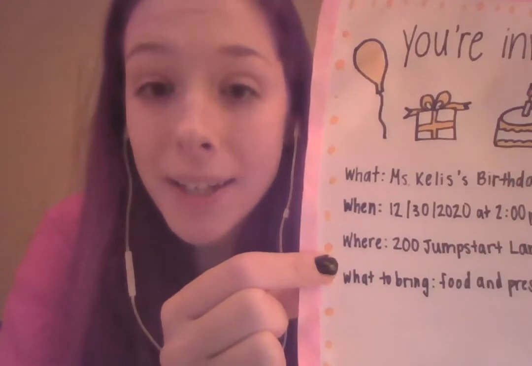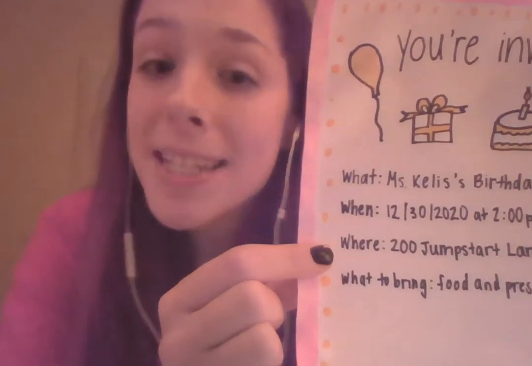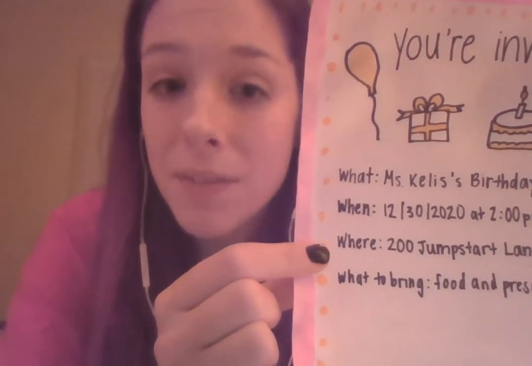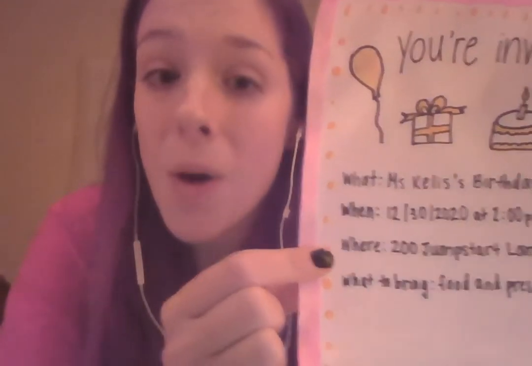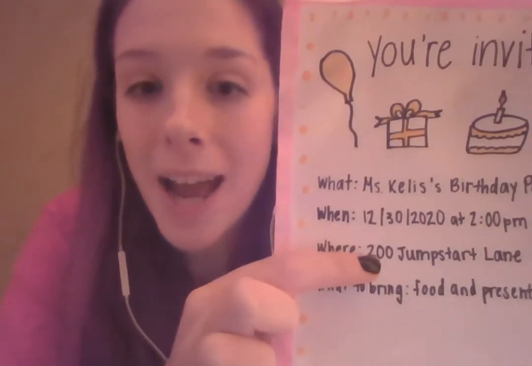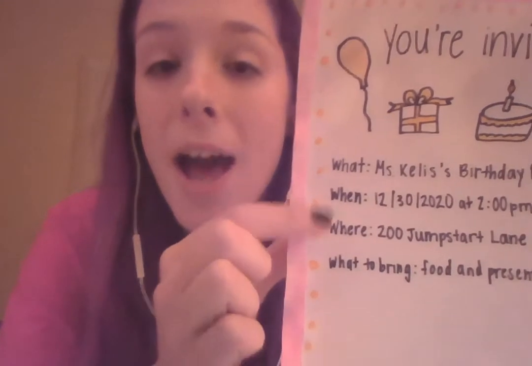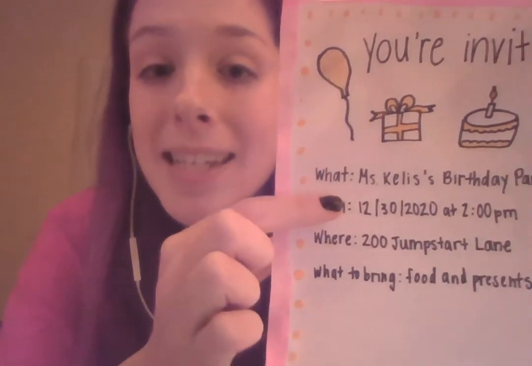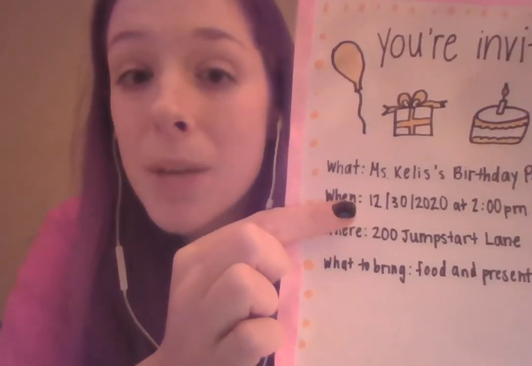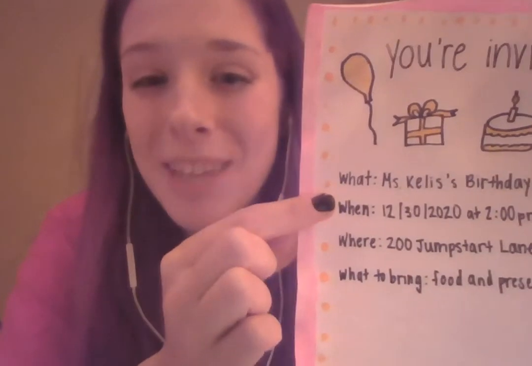Under the when, it says where. This is the location or the address of the birthday party, so I know where to go on the day of her party. And after it says 200 Jumpstart Lane. So I know that I'm going to be arriving there at 200 Jumpstart Lane at December 30th, 2020 at 2 p.m. for Miss Khalees's birthday party.